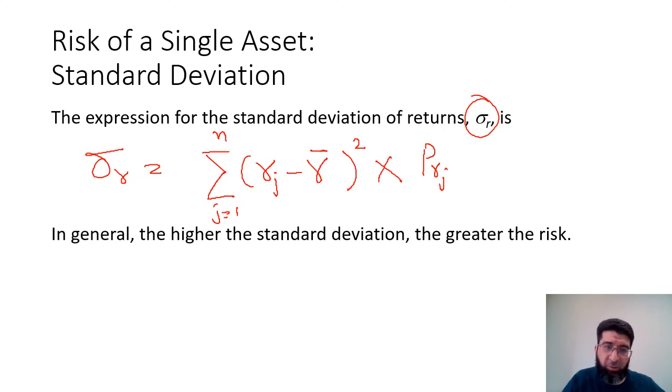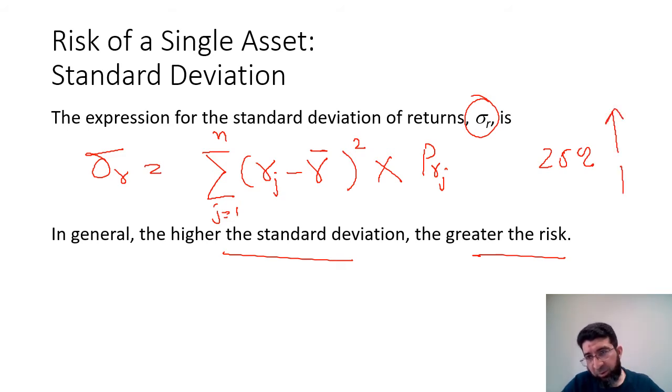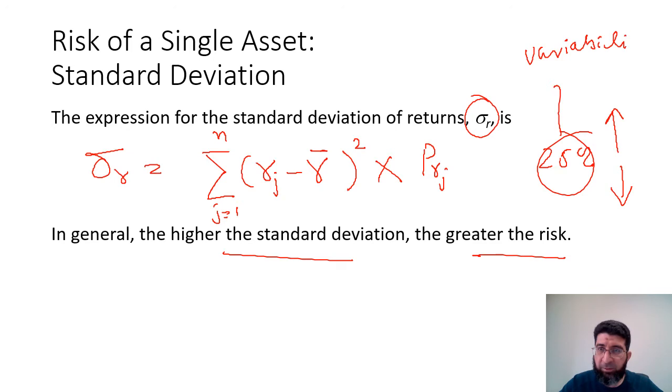You should always remember that high standard deviation means high risk. A standard deviation of, let's say, 25% means the asset return can go up by 25% or can fall by 25%. So it's more of a variability in returns, not static. It's not that 25% will always go down. It means returns can go up by 25% as well as fall by 25%.